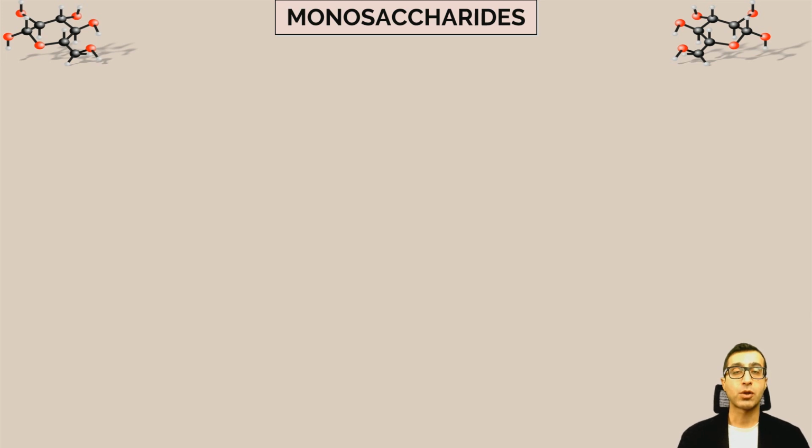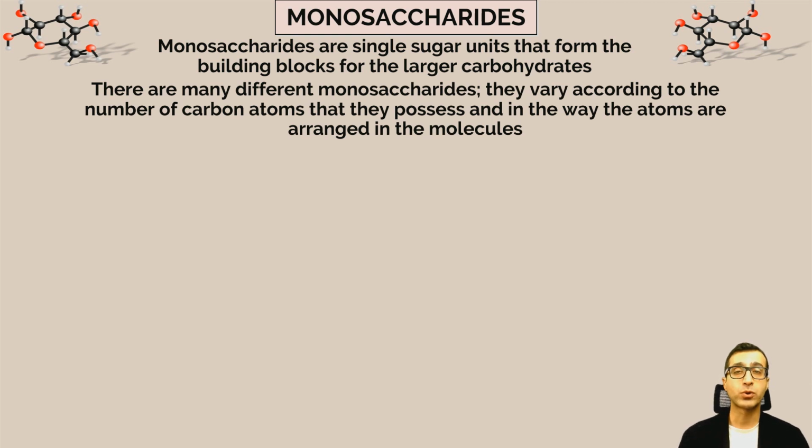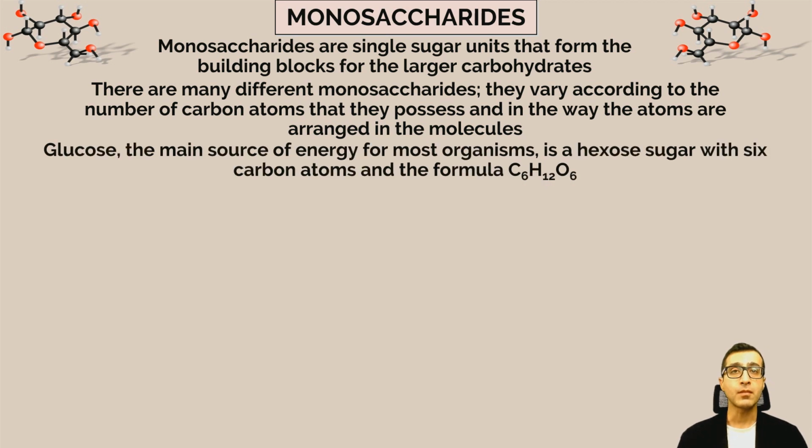So let's have a closer look at monosaccharides now. These are the single sugar units that form the building blocks for larger carbohydrates. In that respect, they're referred to as the monomers of the larger polysaccharide polymers. There are many different monosaccharides. They vary according to the number of carbon atoms that they possess, and they tend to be referred to as such. A couple of the examples that we saw in the previous lesson are hexose sugars, which contain 6 carbon atoms, so an example of this would be glucose. But you can also have pentose sugars such as ribose, which is found in nucleotides.